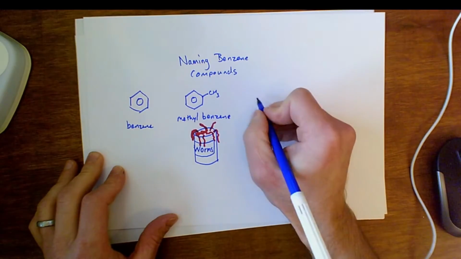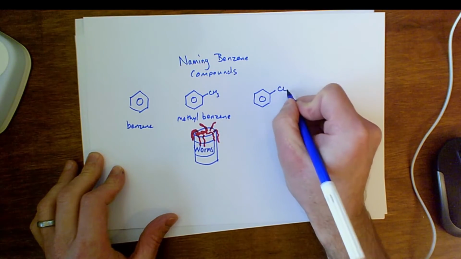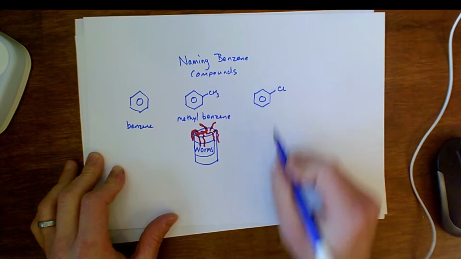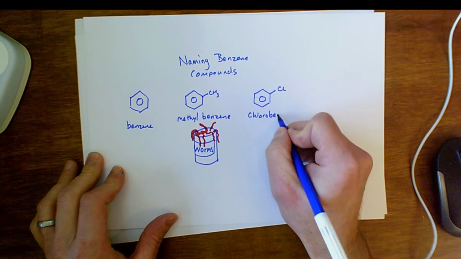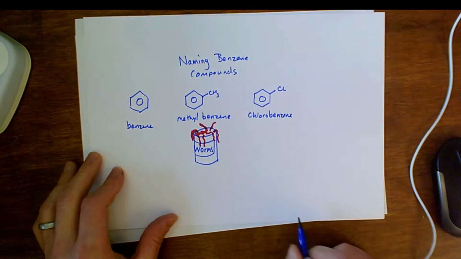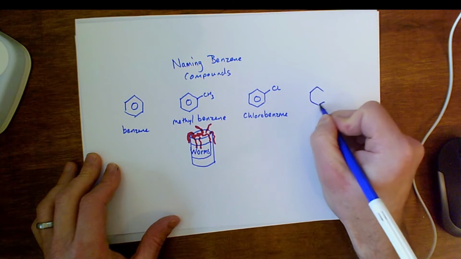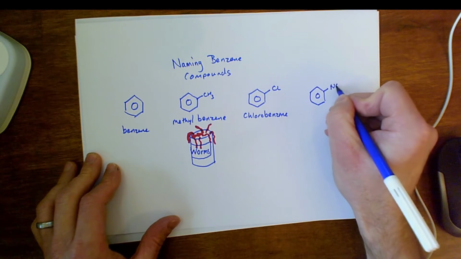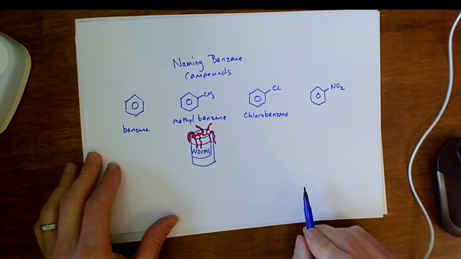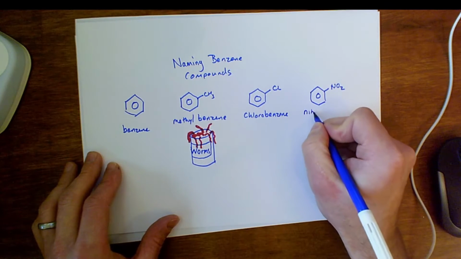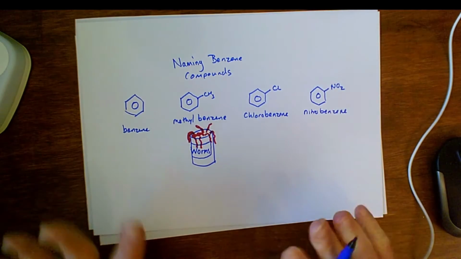I could do it again with something else. This time I've got a chlorine attached to it. Chlorobenzene. I could add an NO2 group onto it, and this will become important. We'll do some mechanisms on this one. Nitrobenzene. Okay, nice and easy so far, not a problem.